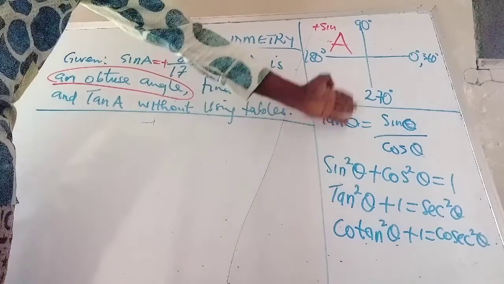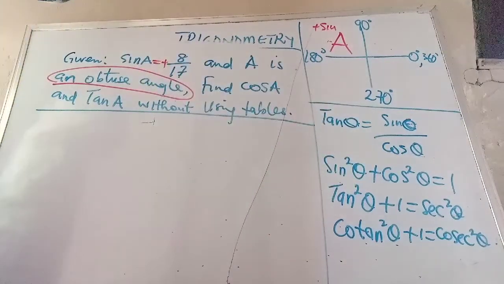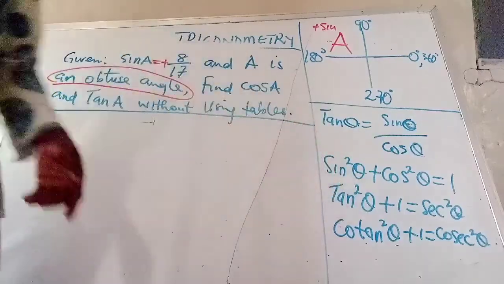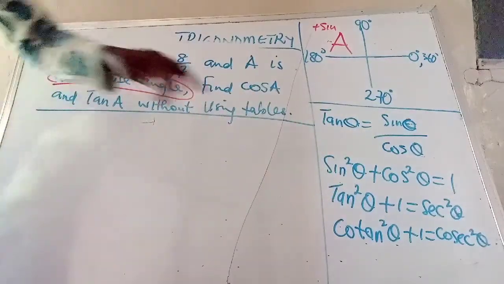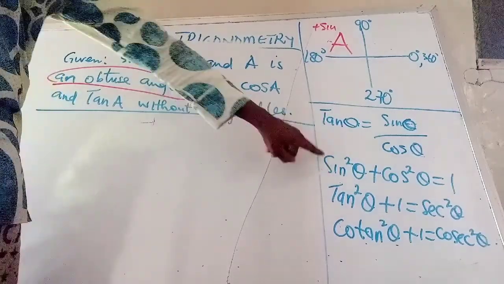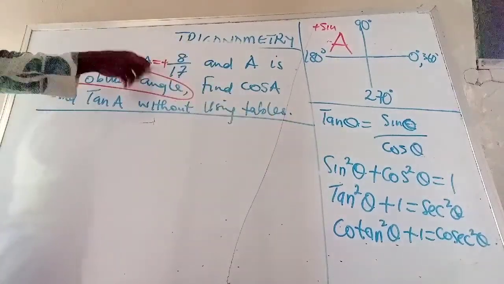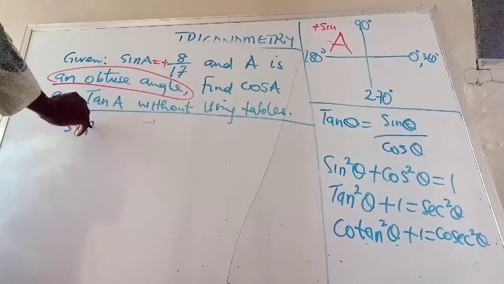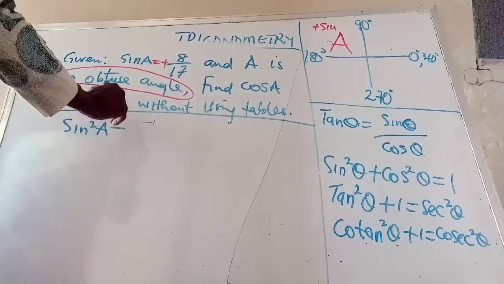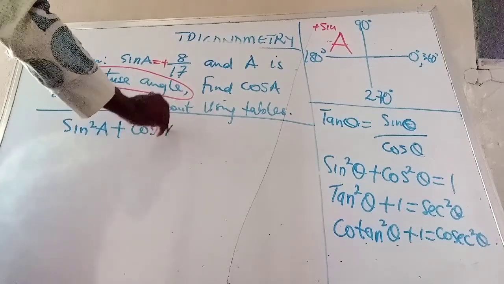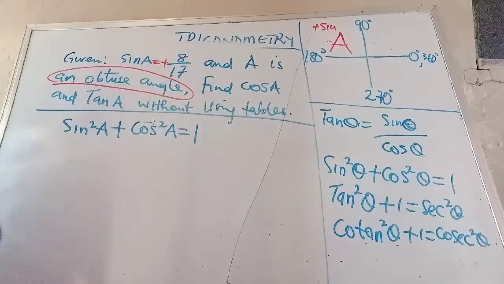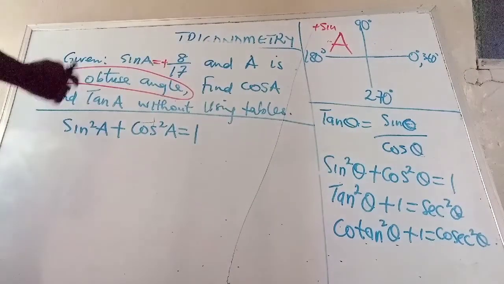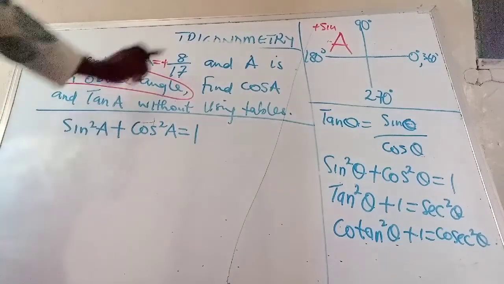By going through one of these identities. If you have been following my episodes, I have already proven all these identities. Now, which of them is applicable? It is this one, because it contains sine, which is given. That means I will record that identity. Sine square of A plus cosine square of A will give me 1. Since I'm dealing with A, I cannot use theta. Now, I will replace sine A with 8 over 17.